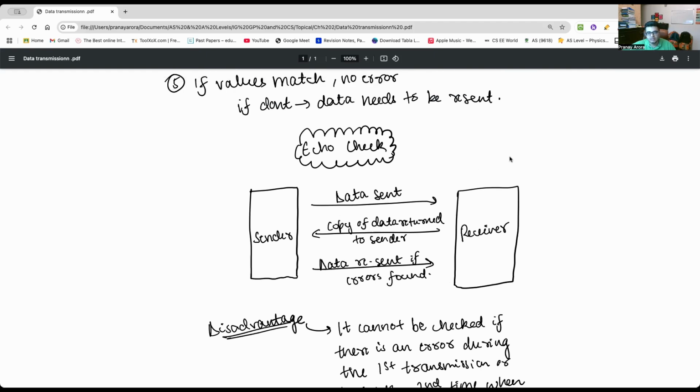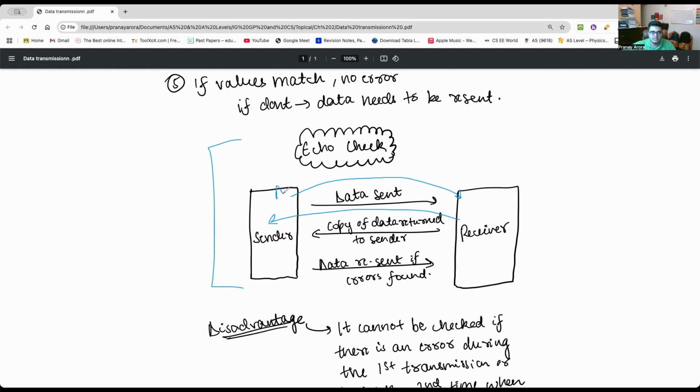Coming to the echo check. Echo check is the worst possible check you'll see here. Reason being, echo check is pretty simple and there are many chances of misunderstanding with echo checks. Why? Let's see. So first we have a sender, we have a receiver. The data is sent to the receiver, right? Then the receiver sends this data back to the sender.